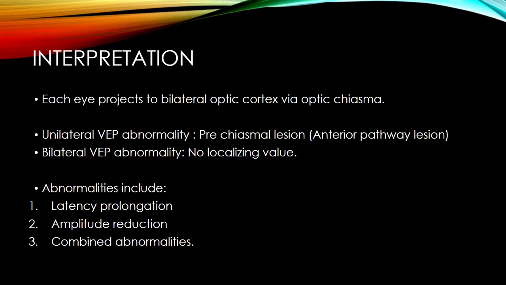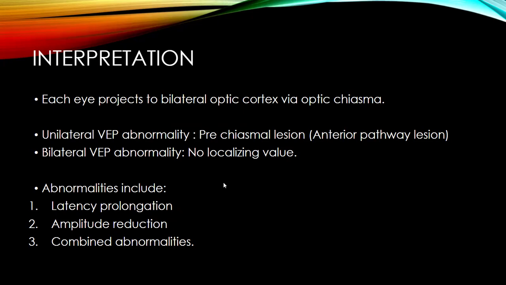Each eye projects to the bilateral optic cortex. As I described, the nasal half of one eye goes to the contralateral half of the occipital cortex. Temporal always goes towards the ipsilateral. So unilateral VEP abnormality means the lesion is usually prechiasmal, because that is where the decussation takes place. That is why only one eye is abnormal.